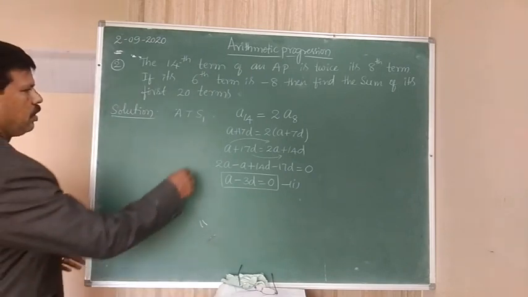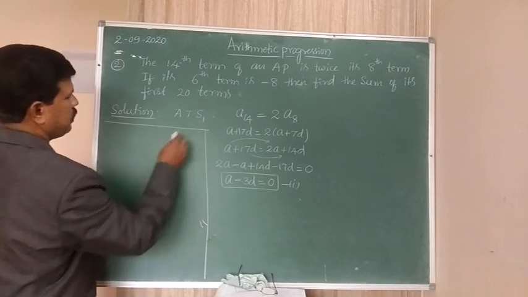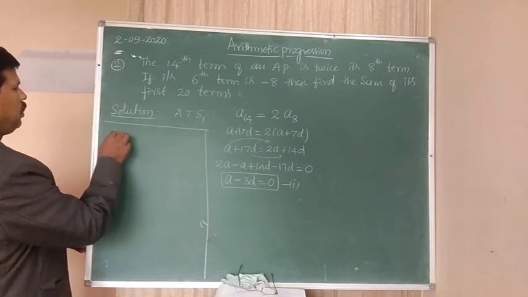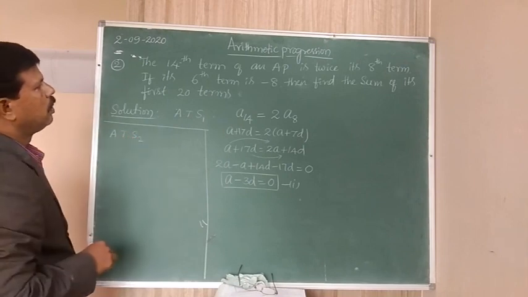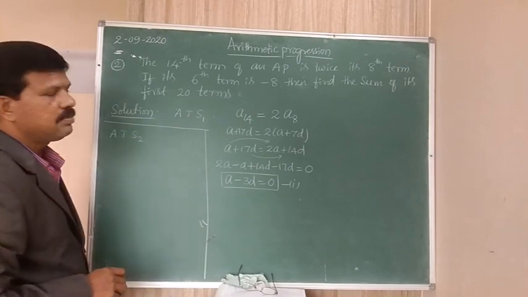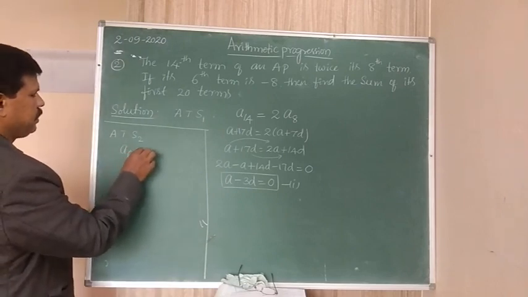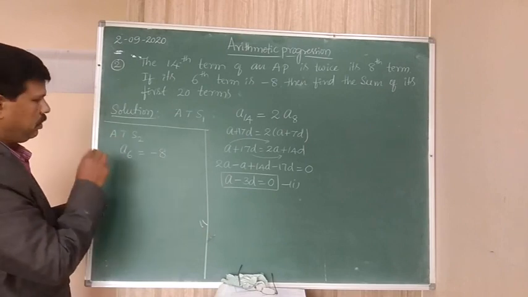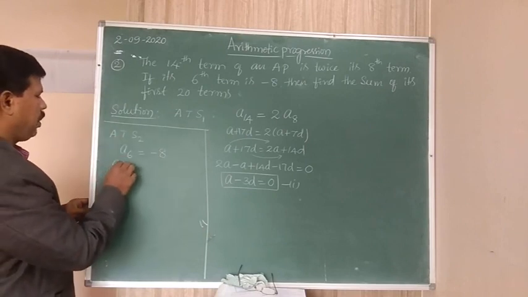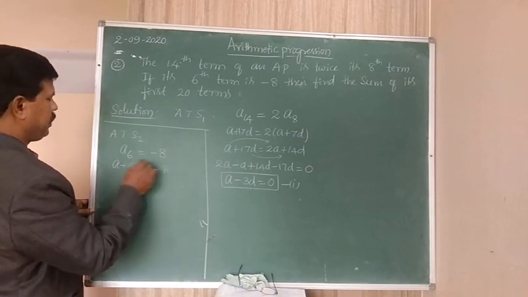Now after this, let us take the second statement. According to statement 2, if its sixth term is minus 8, that means a6 is equal to minus 8. Clear? Now a plus 5d is equal to minus 8.